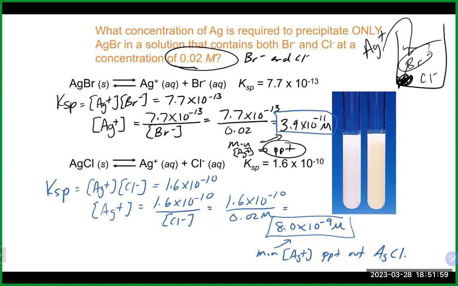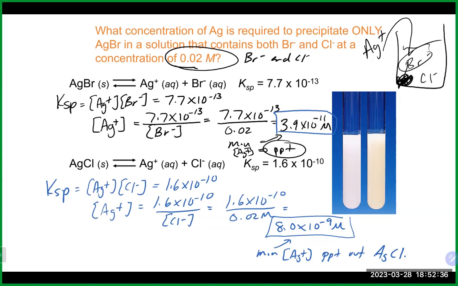I could continue to add silver, keeping the concentration lower than 8 times 10 to the minus 9, until I do not see any more solid, right? At that point, I can feel really confident that I have just removed all of the bromide from that solution. At that point, I should take my silver concentration up to 8 times 10 to the minus 9 or higher. I should once again start to see solid come out. And I can feel confident at that point that the solid I am seeing, which would also be a white solid, is silver chloride, right?